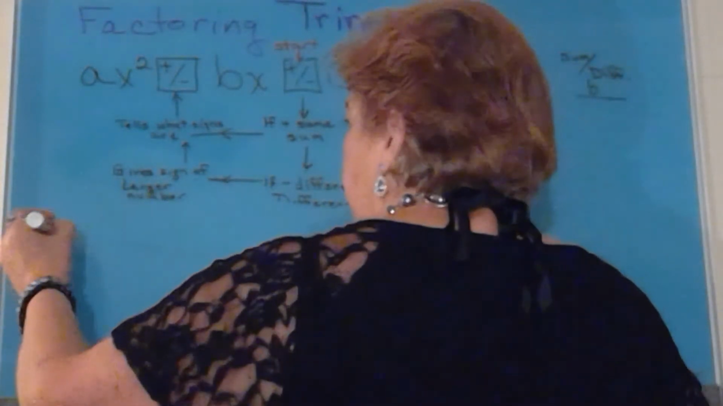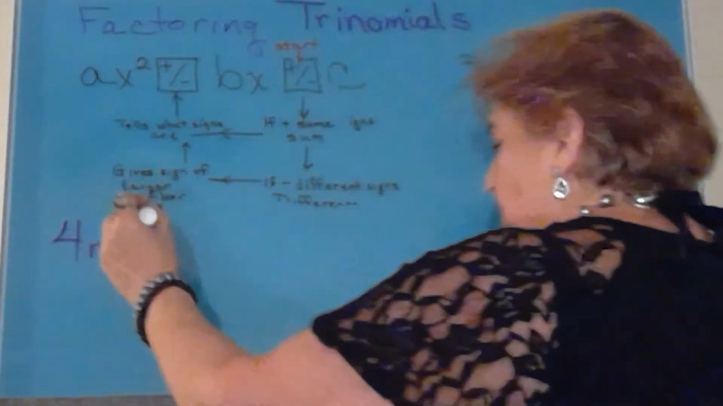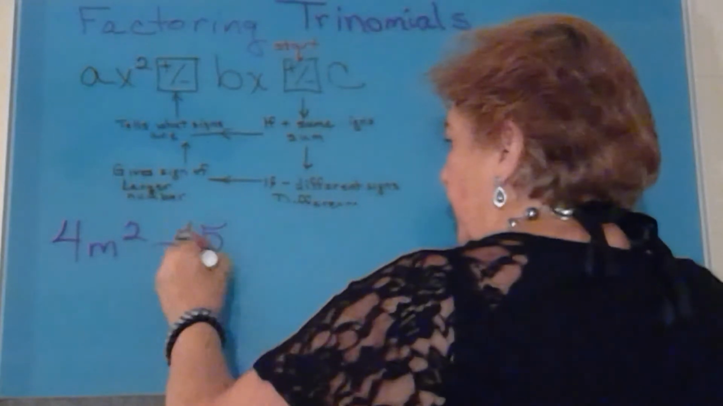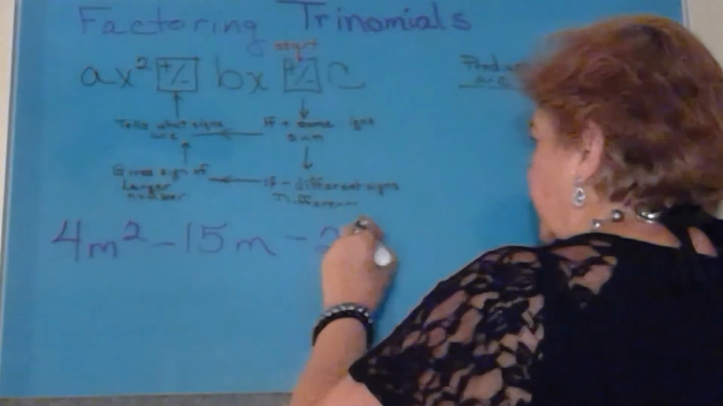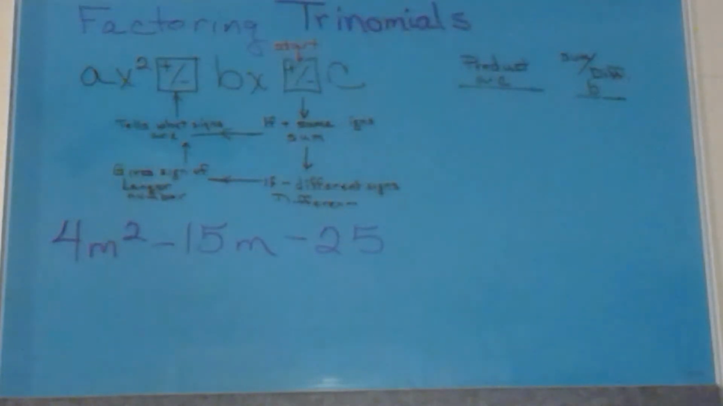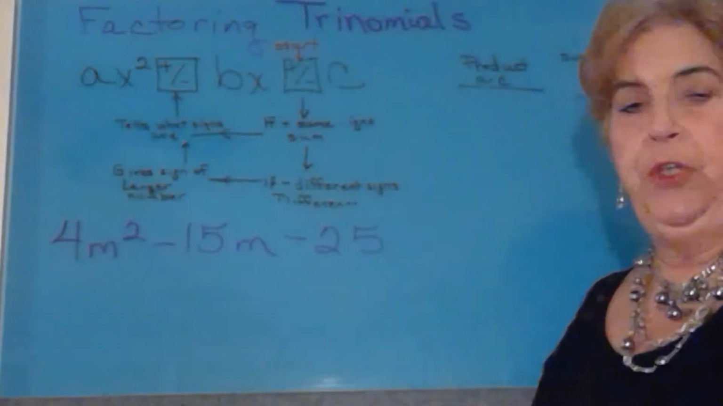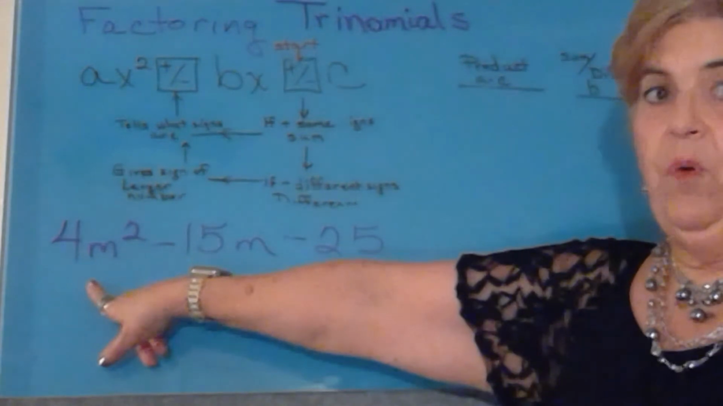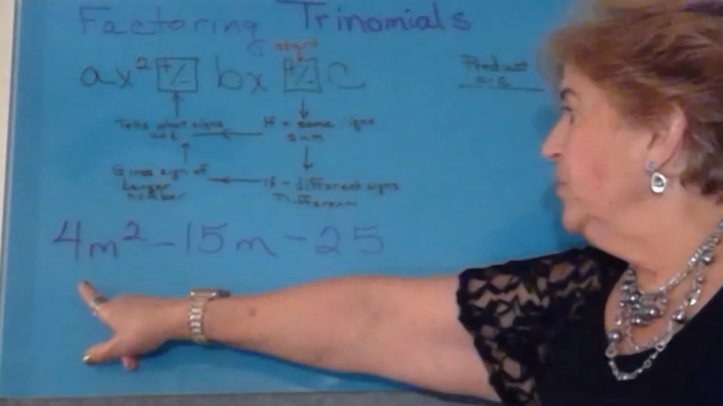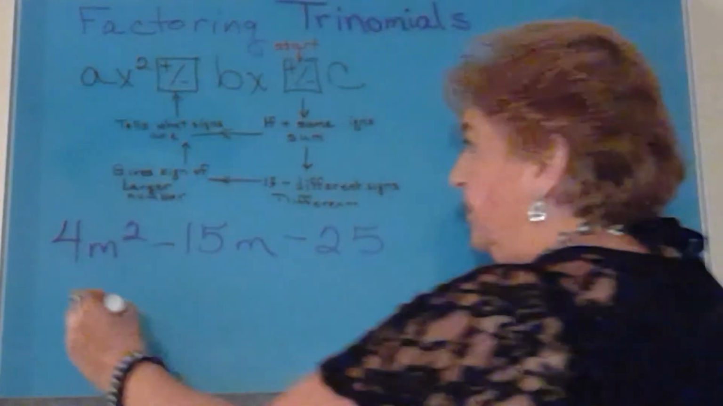We have 4m squared minus 15m minus 25. Now that I did one with a common factor, you should know we've got to look and make sure. Well, 5 goes into 25 and it goes into 15, but it won't go into 4. There are no factors of 4 that go into 15 and 25. So this is what we're going to factor.